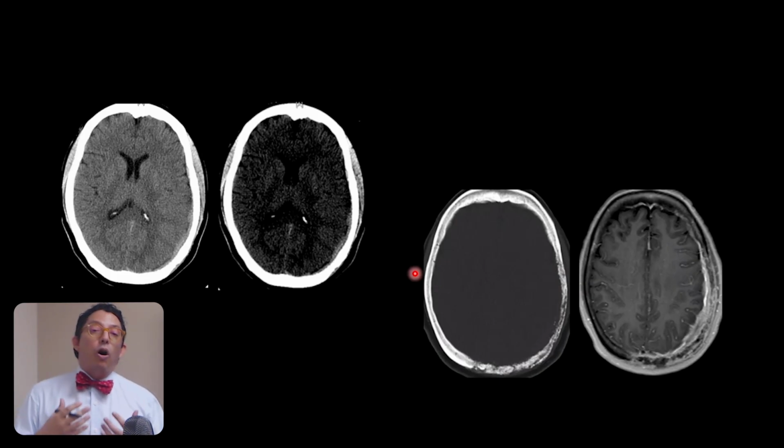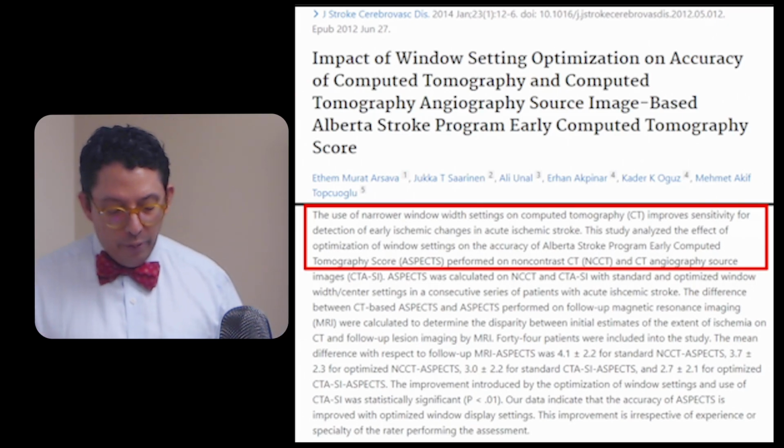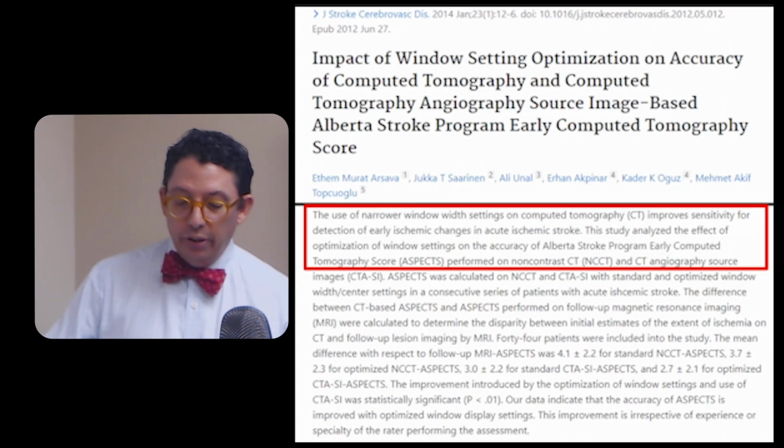So that's why in all of our patients, we have to look at all windows, and you have to know that at least you have to see them when you're looking at that. There are multiple papers that tell you the use of narrowing windows to improve your detection of disease and stroke.